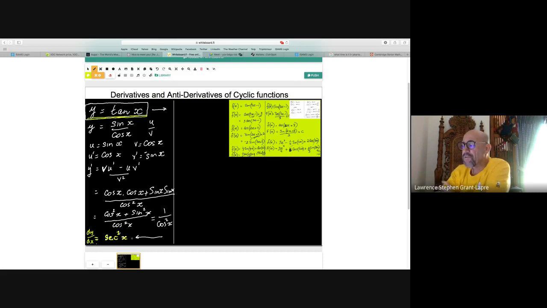So if the derivative of tan x is sec squared x, if your function is sec squared x, what is the primitive of sec squared x? So what is the primitive of sec squared x? Yes, it's simply tan x plus c.